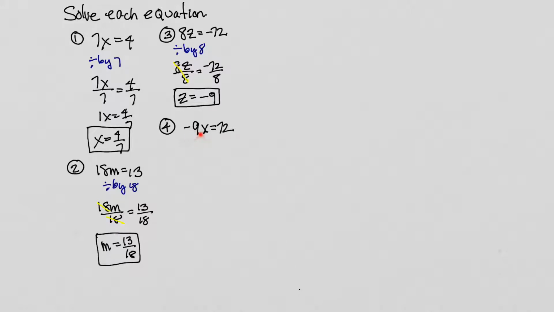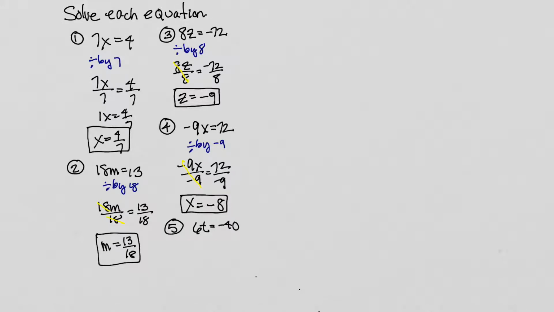And in number 4, again, we've got a multiplication. We're multiplying x by negative 9, so let's undo the multiplication with the division. We are going to, of course, divide by negative 9, and here's what it looks like. Negative 9x over negative 9 equals 72 over negative 9, and negative 9 divides into negative 9 once, so we're just left with an x. That was the whole point. And on the right side, positive divided by negative is negative, and 72 divided by 9 is 8. So x is equal to negative 8.